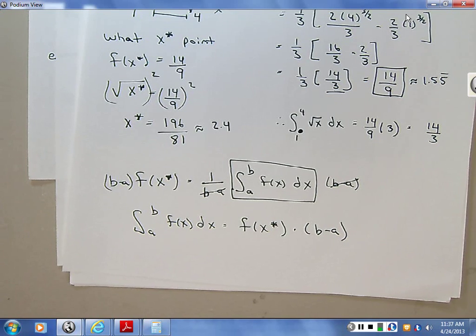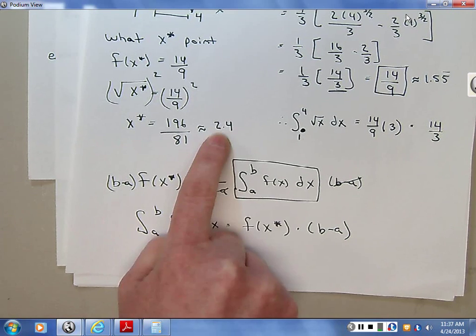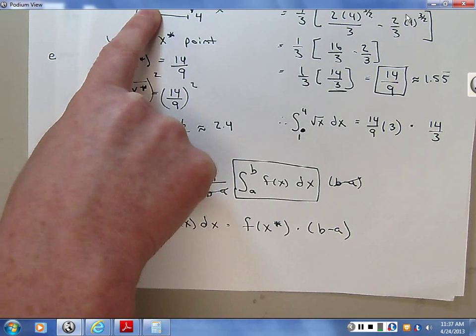So the average value is going to be closer to the 2 than it is the 4. And it turned out to be 2.4. So it's on this side of the 2.